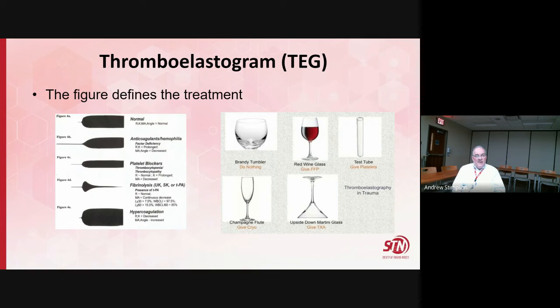If you're on platelet blockers, you get the other view there. Fibrinolysis, where you get a quick start, but then it breaks down quickly. And if you're hypercoagulable, you get the large picture down below. There are guides that go along with these, and these are useful measures of what specific blood products to give.